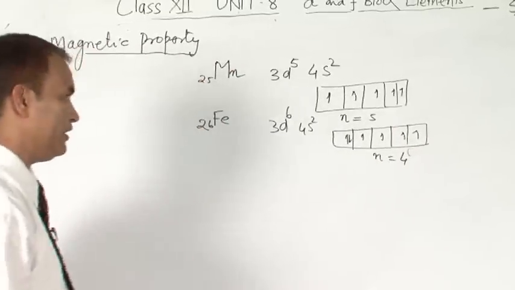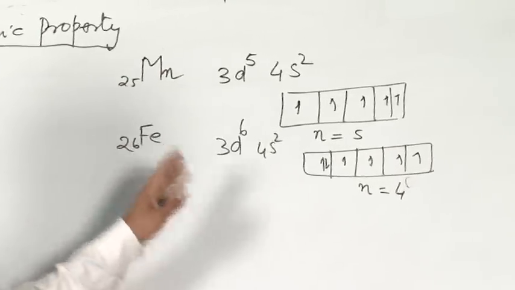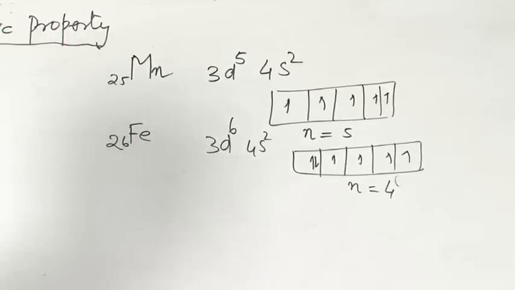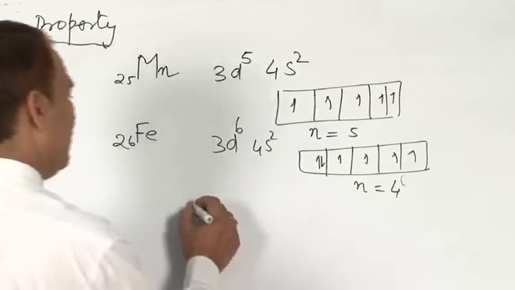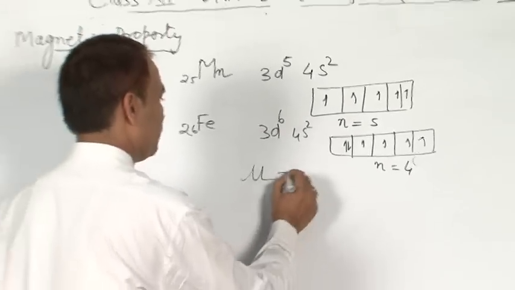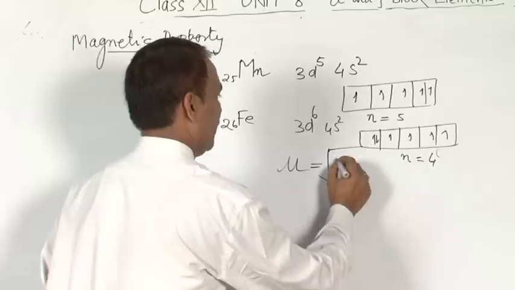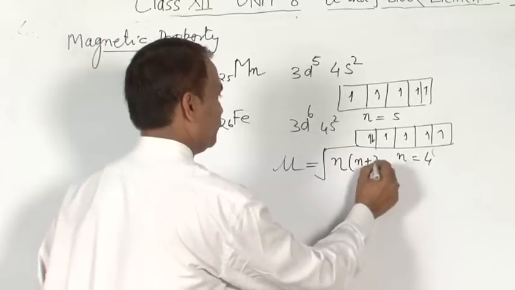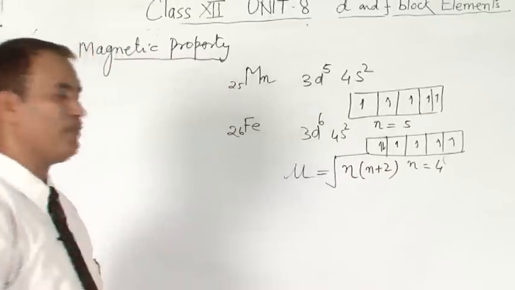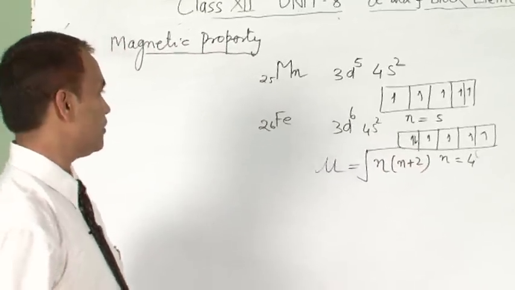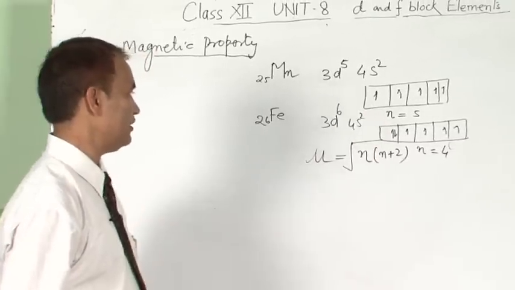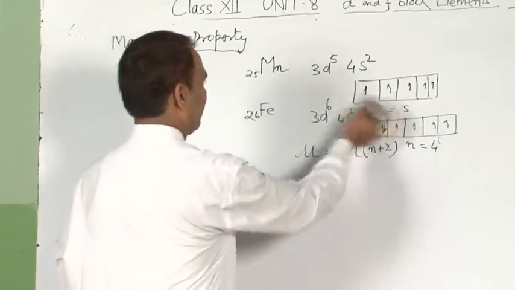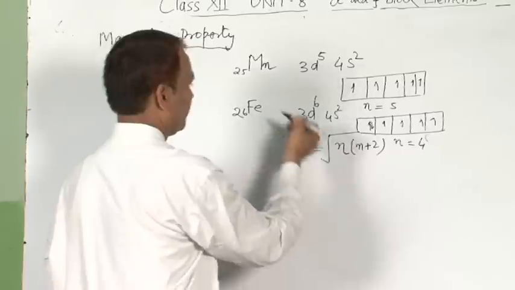So, the magnetic moment is calculated by knowing the number of unpaired electrons by the spin only formula, that is mu is equal to the square root of n(n+2), where n is the number of unpaired electrons. So, it can be calculated using this relation. n is 5 in case of Mn, n is 4 in case of Fe.